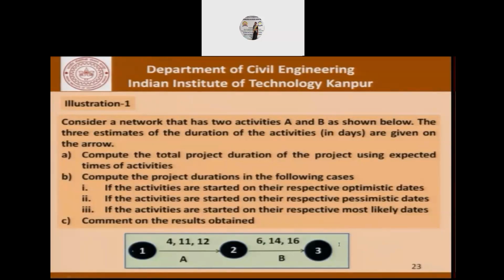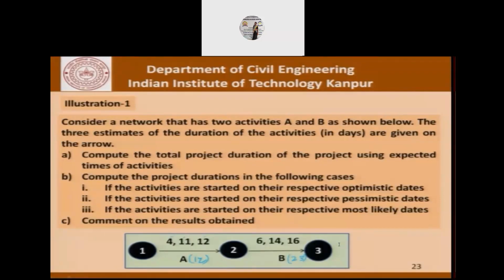So now let's actually consider some numbers. Let's consider a network that has 2 activities A and B as shown here. The 3 estimates for the duration of these activities in days is given on the arrow. So here is the TO, TM, and TP for activity A, which is 1, 2, and TO, TM, and TP for activity B are 6, 14, and 16, which is 2, 3, that is the activity B.